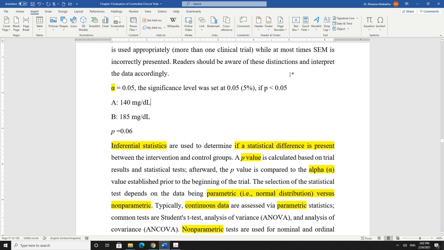Okay, so this is the usual way of doing this. So now we know what alpha is. Alpha is determined from the beginning. It will be in your statistical analysis of the data in the methods, before you start talking about the results.